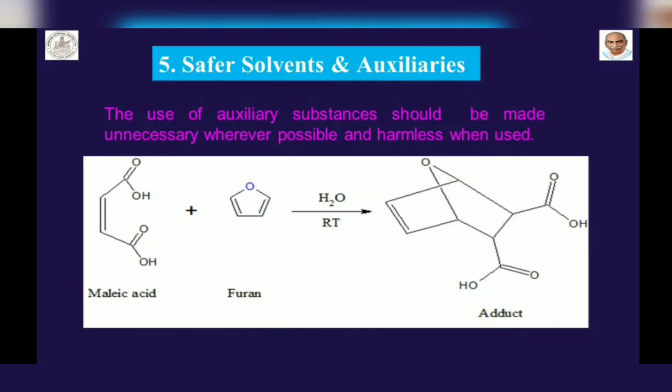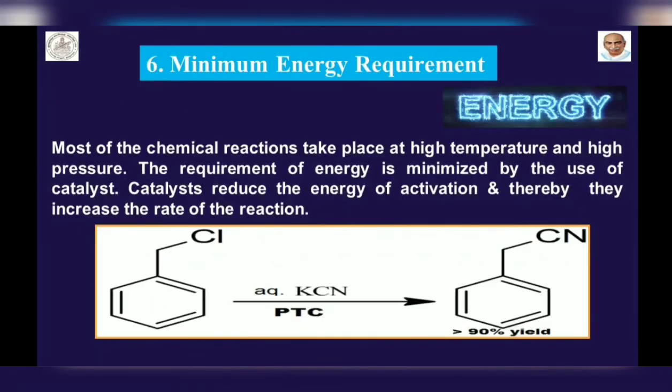The fifth principle is safer solvents and auxiliaries. The use of auxiliary substances should be made unnecessary wherever possible and harmless when used. Organic solvents such as benzene, CCl4, pyridine are toxic and are considered undesirable solvents. Therefore, organic solvents can be replaced by solvents like water. As far as possible, the aqueous phase can be used, otherwise the reaction can be carried out in solid phase to avoid the use of solvent. Here a typical reaction in aqueous phase is the Diels-Alder reaction of furan and maleic acid in water medium to give the adduct.